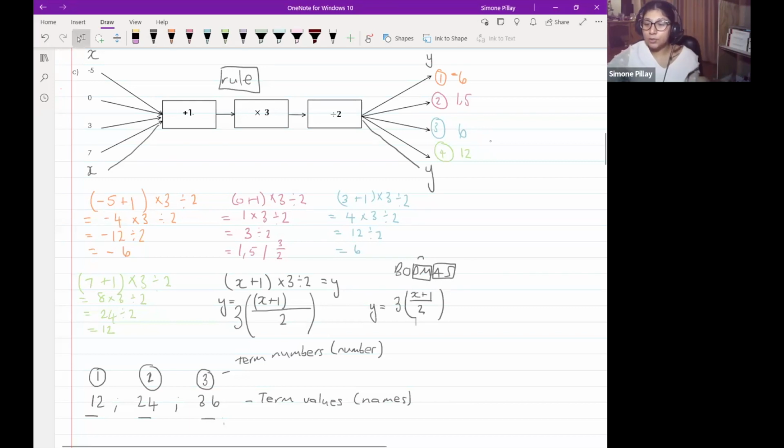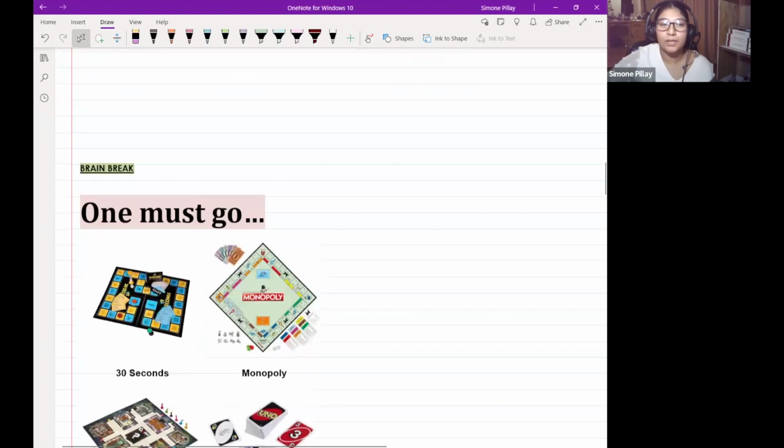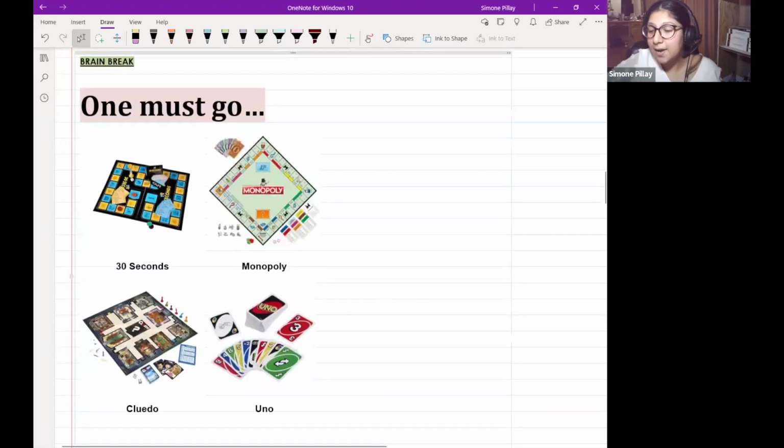And we're going to do a brain break now because I'm seeing some thumbs ups. After the brain break, we're going to look at a new way to represent these number patterns, and hopefully it'll all tie in together and you'll see why these equations are important. Cool. Brain break time. I'm sure everybody is tired.